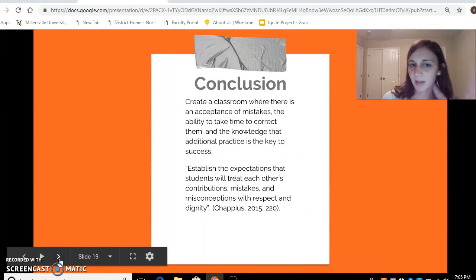My conclusion is that you need to create a classroom where there is acceptance of mistakes, the ability to take time and correct them, and the knowledge that additional practice is the key to success. And at the end, there is a quote from the book.